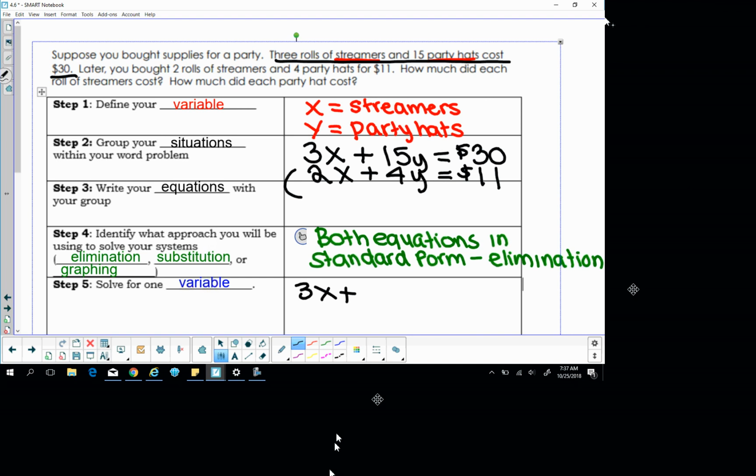3x. I just did it, I could write out 3 streamers plus 15 party hats is $30, but it's the same thing if I just write the equations. So I'm gonna rewrite them again right here.